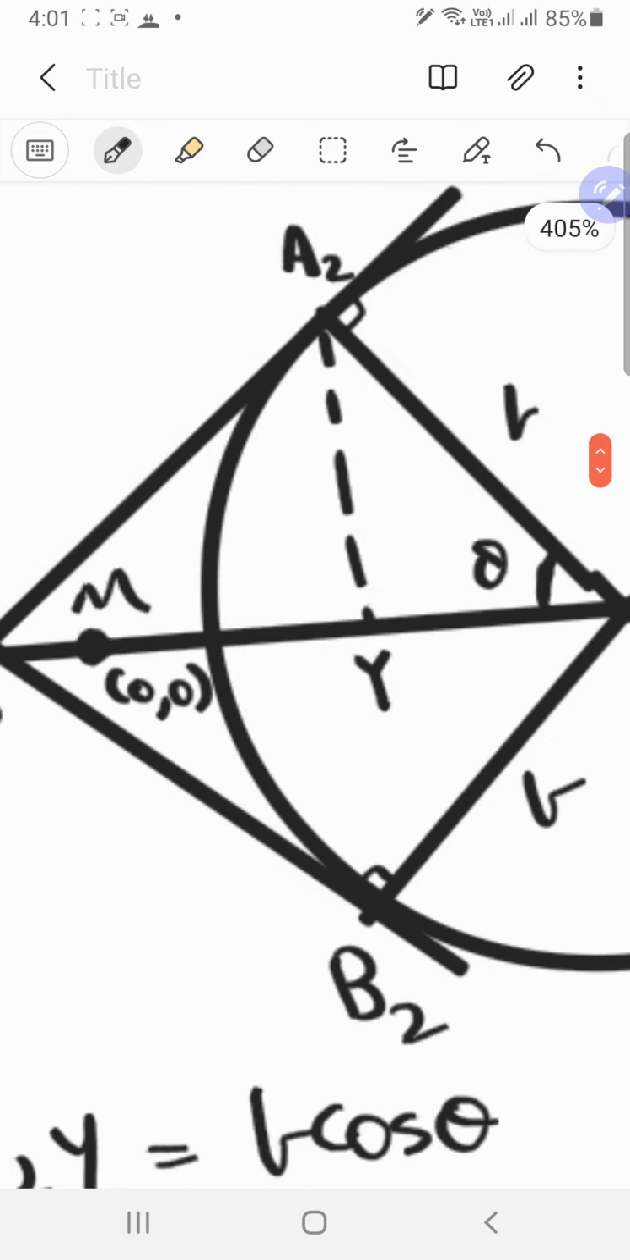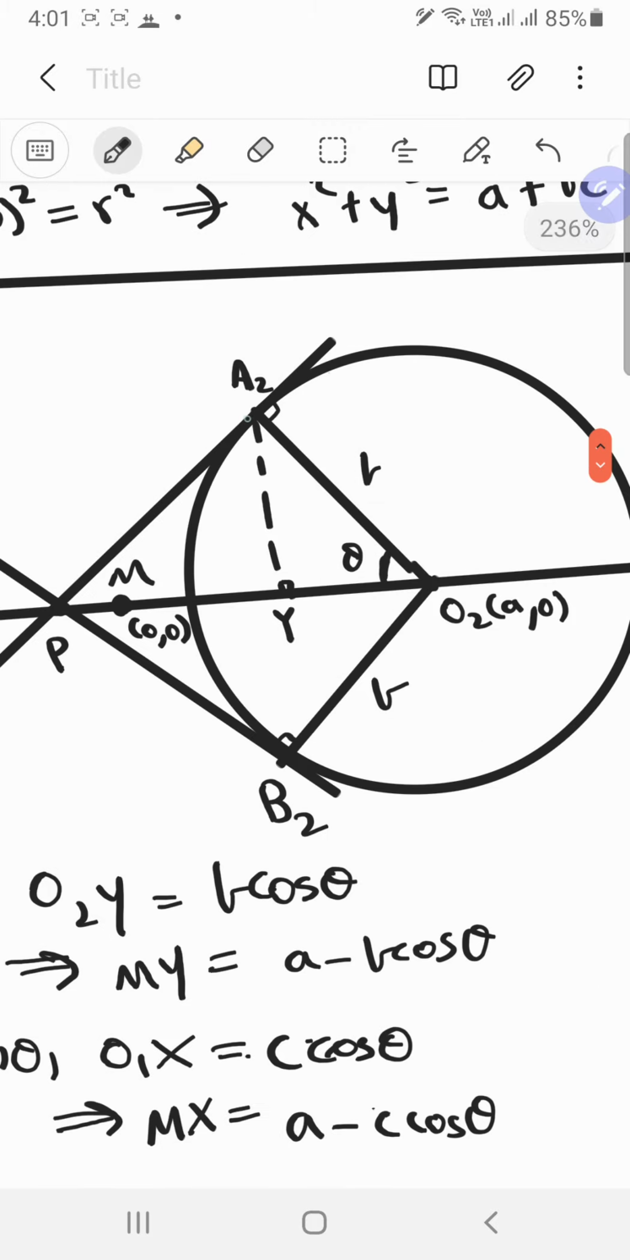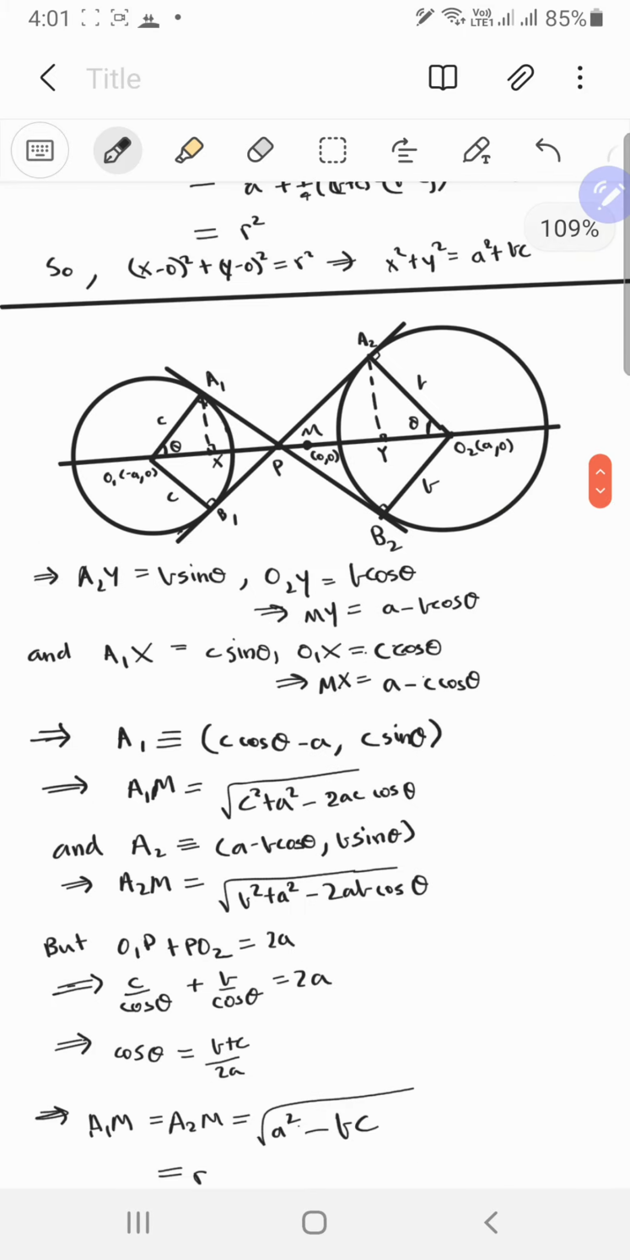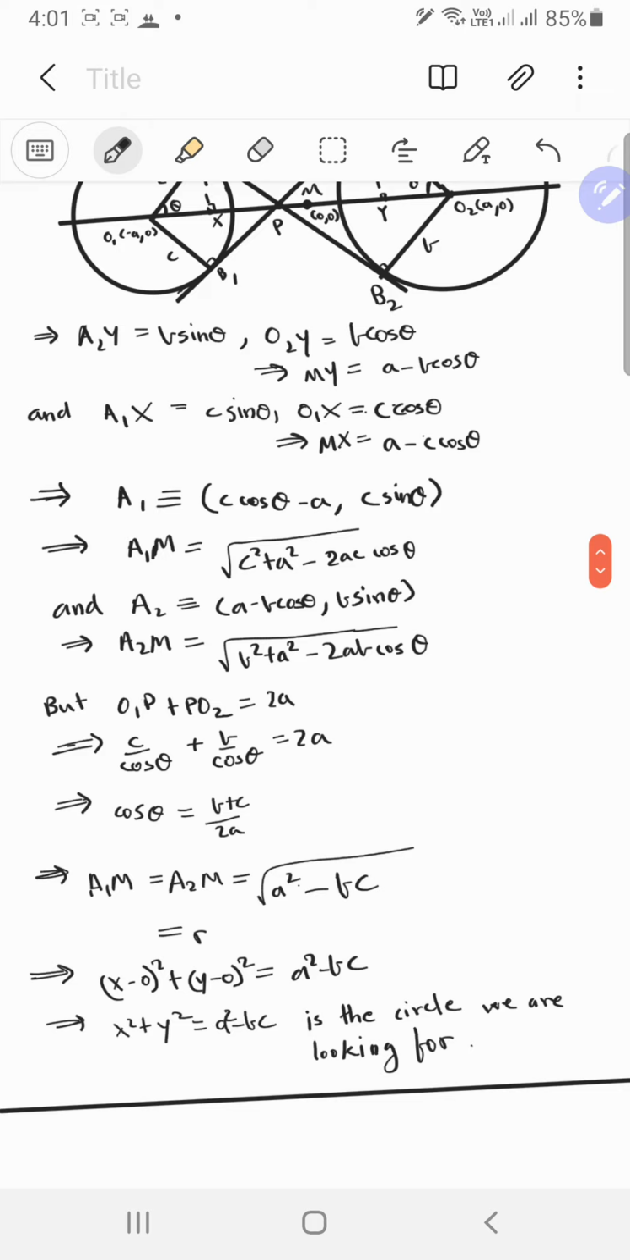A2Y equal to b sine theta. Let's look at this triangle. A2Y is b sine theta because this is a 90-degree angle over here, this is a perpendicular. And O2Y is b cosine theta. From that we can say MY equal to a minus b cosine theta because MO2 is a. Similarly we can say MX equal to a minus c cosine theta and A1X equal to c sine theta, and using these lengths we can find the coordinates of A1 and A2, and also the lengths A1M and A2M.